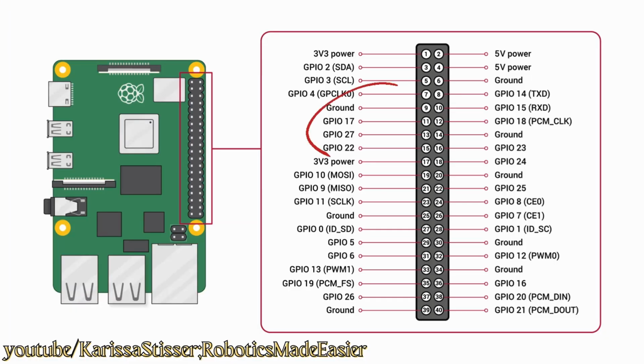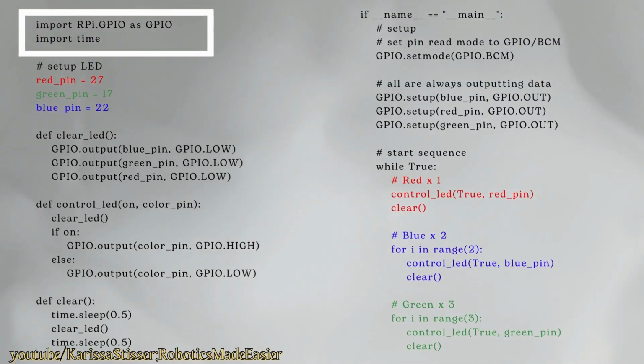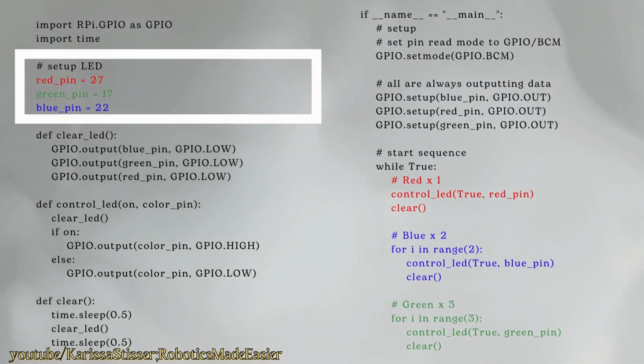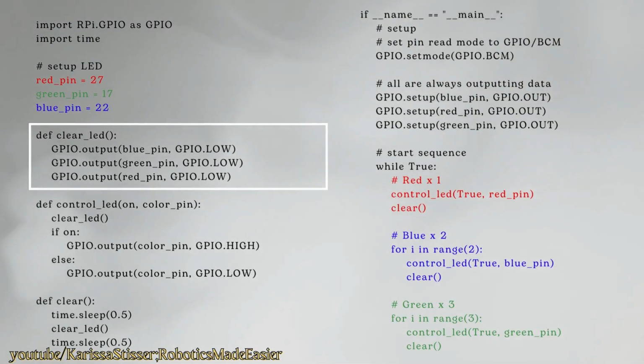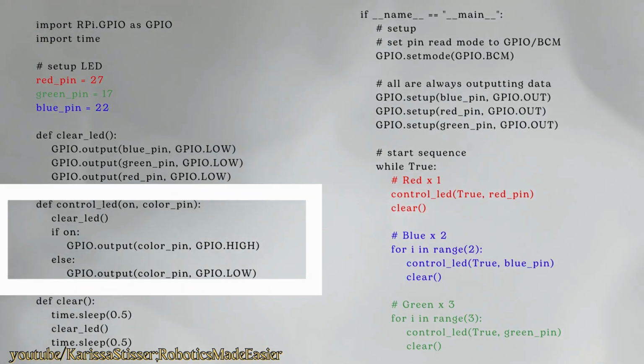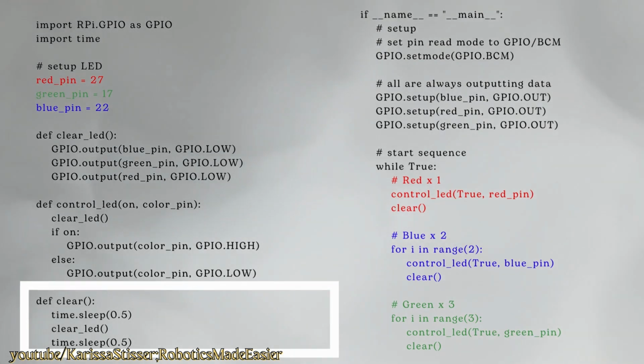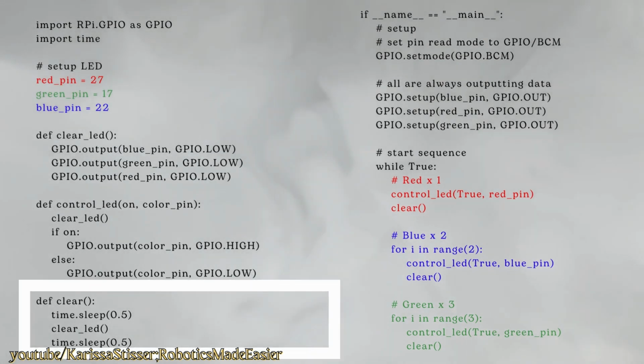We've connected the GPIO pins to 27, 17, and 22 for red, green, and blue, and then also to ground. And we're using the BCM pin reading mode, which tells us which numbers to associate for the pins. First, we import necessary libraries, then create global variables for each of the LED pins, then create a clear LED function to turn all of them off at once, then create a control LED function to turn on or off a certain color. Then create a clear function to show a break in between clearing the LEDs.